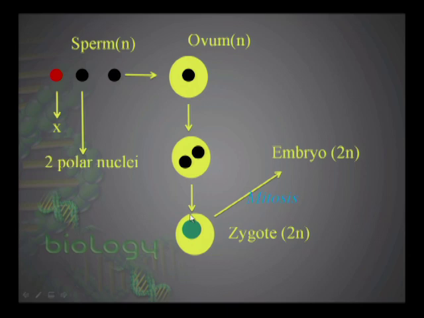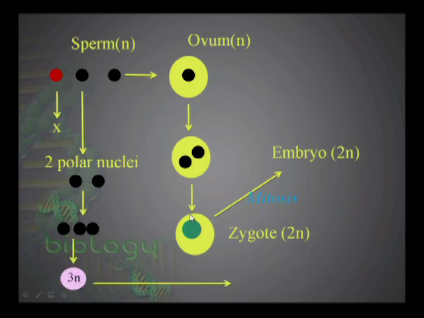And then the other sperm nucleus will fuse with the 2 polar nuclei, so N plus N plus N will yield a triploid cell, and it will mitotically divide to form the endosperm of the seed. And you may recall that the endosperm provides nutrients to the embryo as it begins to grow.